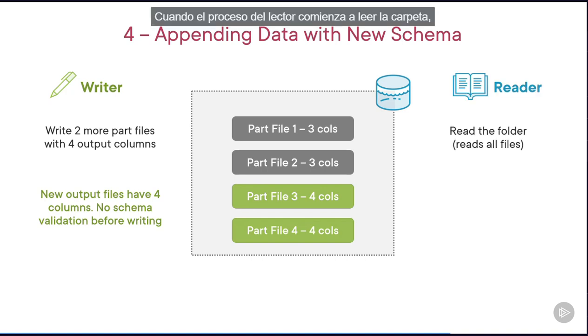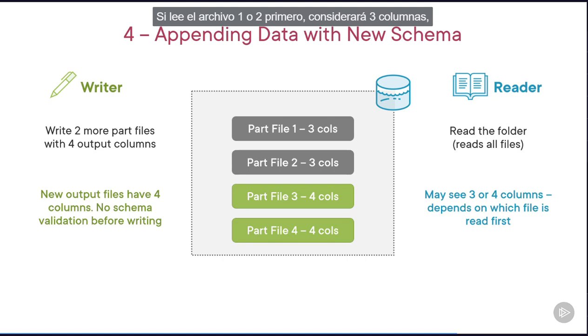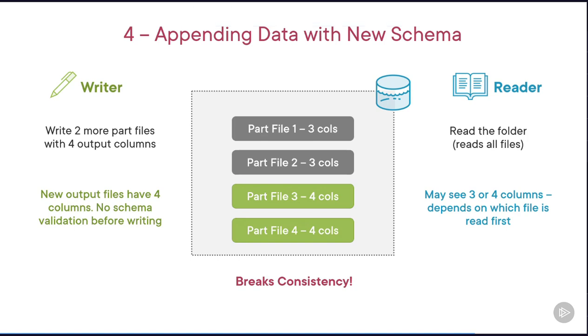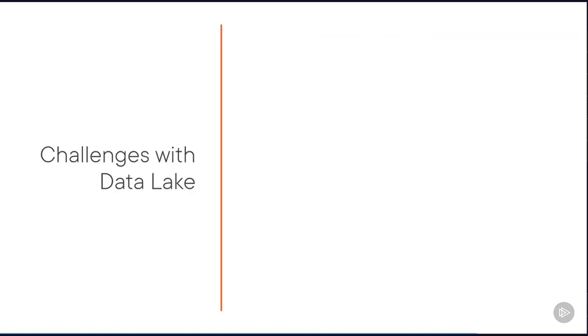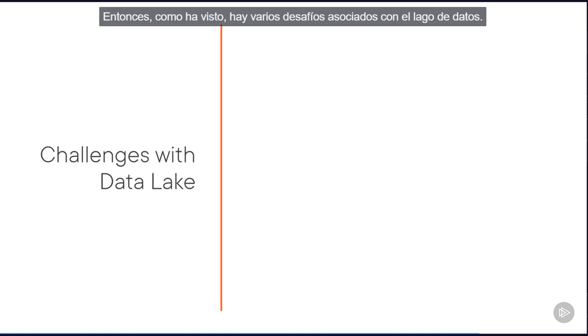When the reader process starts reading the folder, it does not know how many columns are there. If it reads file 1 or 2 first, it will consider 3 columns. But if it reads file 3 or 4, it will think that there are 4 columns. And this does not provide a consistent view of the data because there is no schema validation before writing. Make sense? So as you have seen, there are several challenges associated with Data Lake.